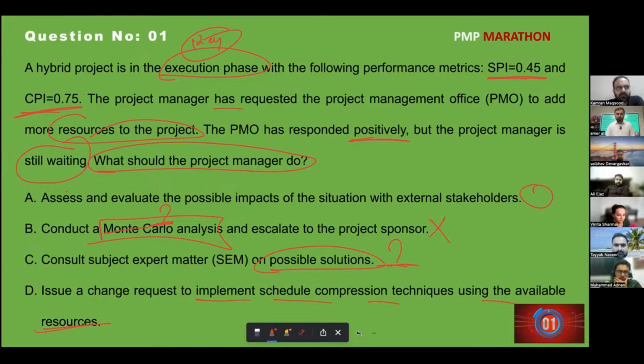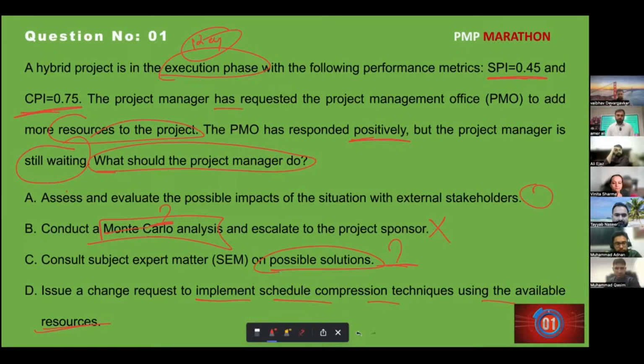The question says that the PMO has given the response positively, but if we go for option D, issue a change request for the schedule compression technique using available resources, we already don't have enough resources. We can go for the crashing technique, but that needs added resources. Schedule compression has two techniques, crashing and fast tracking. Fast tracking goes in parallel. We are already behind schedule, so we will not put more load. I think we should go for A, to check with the external stakeholders whether there is enough funding or not. Okay, perfectly fine.